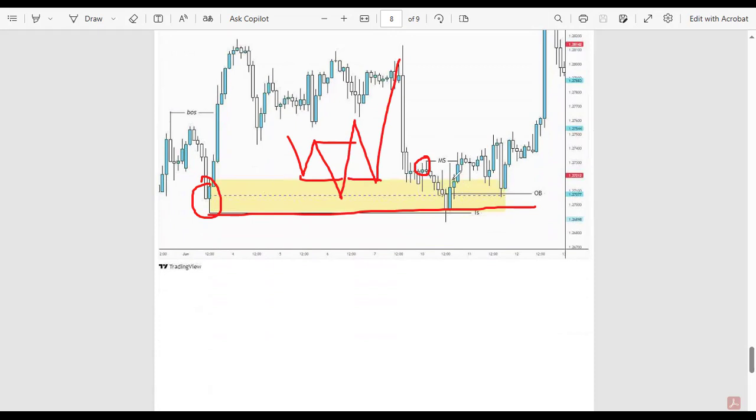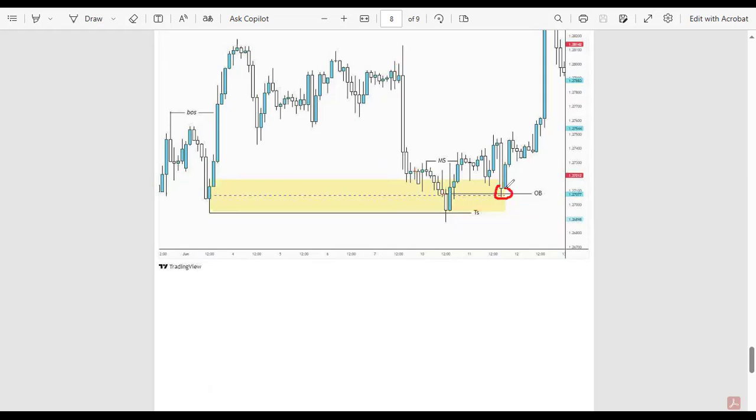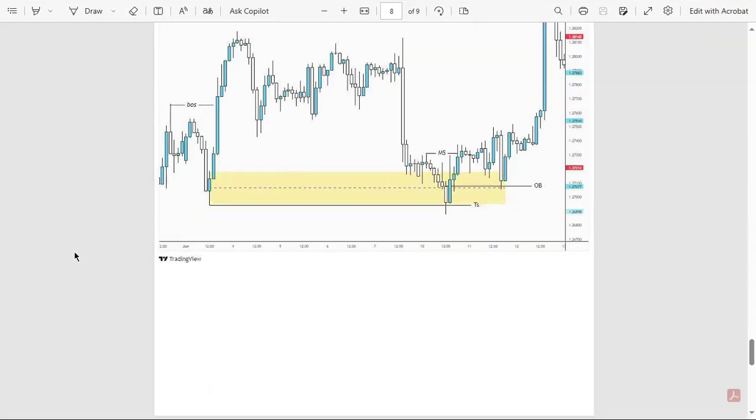You can see here, market structure shift, then we had another order block at the same level where we had this reclaimed order block. And that's where we waited for price to tap into this order block, and that's where we executed from this region here. Very nice trade. Very simple and very nice trade. I think you can see with your own eyes how simple it is.